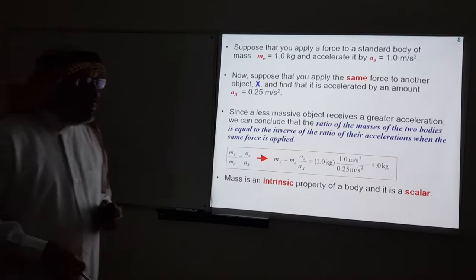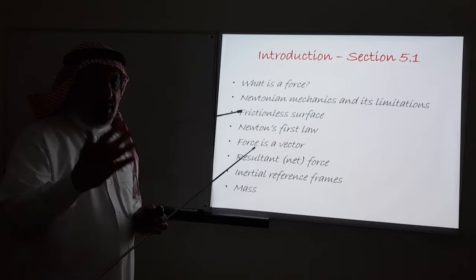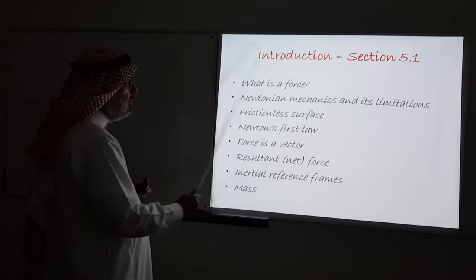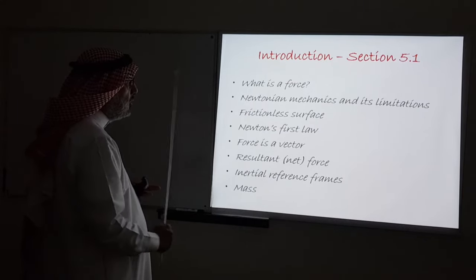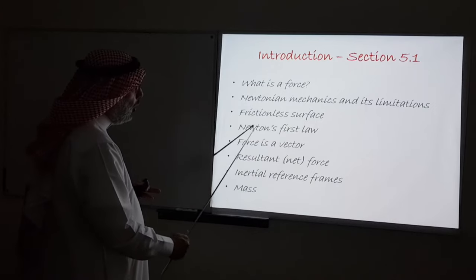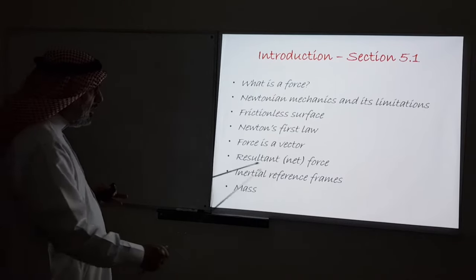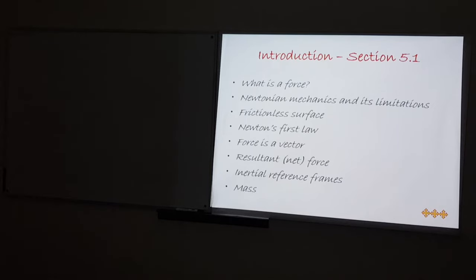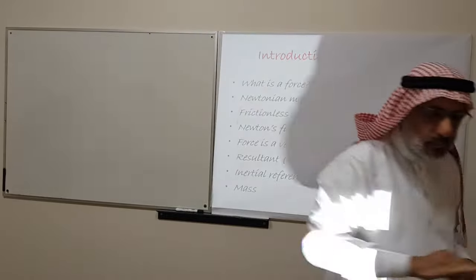So with that, here are the introductory ideas that we have discussed at the beginning of chapter 5. We talked about force, we discussed Newtonian mechanics and its limitations, we discussed frictionless surfaces, we stated Newton's first law, we considered the vectorial nature of force, we also discussed resultant or net forces, inertial reference frames, and finally the concept of mass. We are now ready to discuss Newton's second law, which is really the core of mechanics. So let's do that.